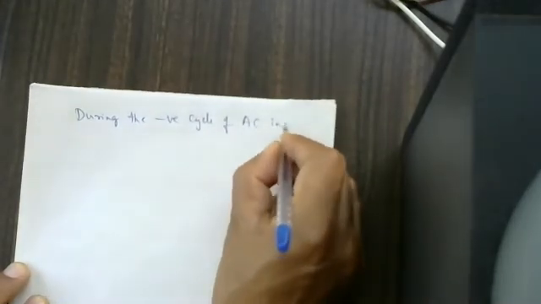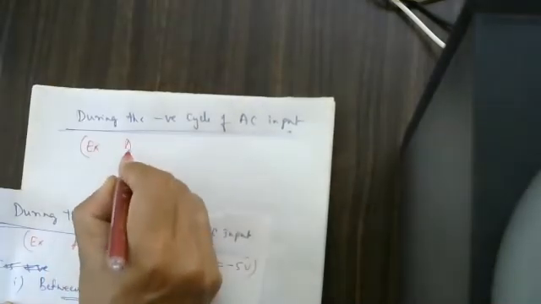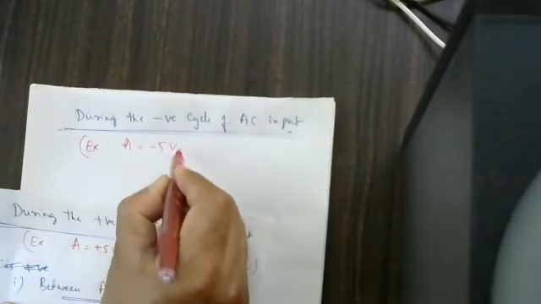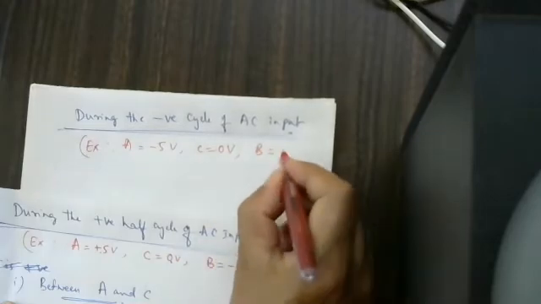half cycle of AC input, during this negative half cycle, what is happening? So this is during the positive half cycle. Now, like this only, I will write an example. Example: A is minus 5 volts. Everything is reversed. C is 0 volts. B is plus 5 volts.